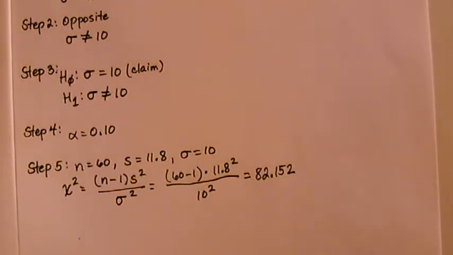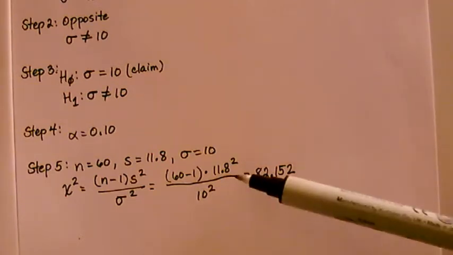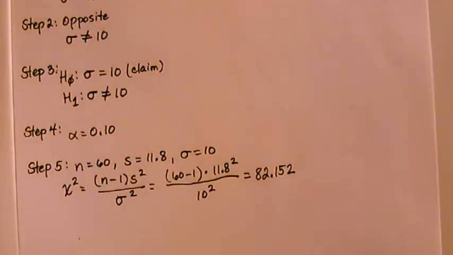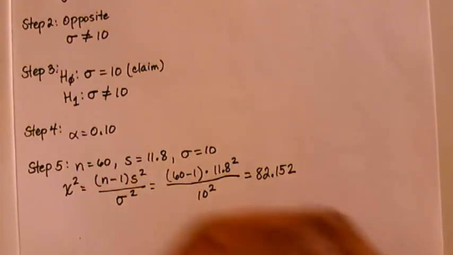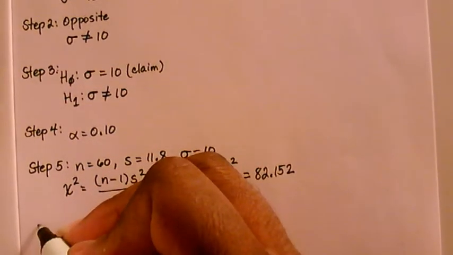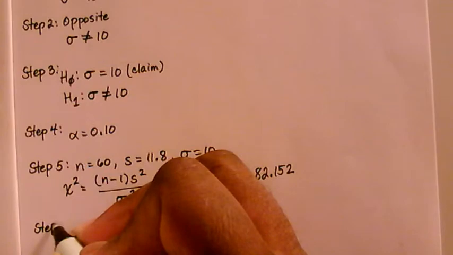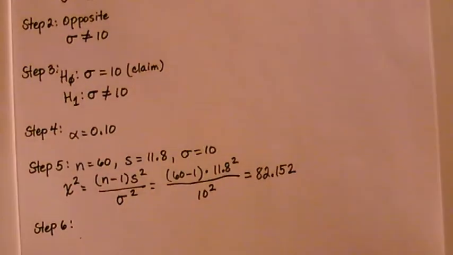Okay, so that's your test statistic there. And by the way, that right there represents the answer to part B, computing the test statistic. So step number 5 is the answer to part B. Now step number 6 answers part C, and that's calculating the p-value.